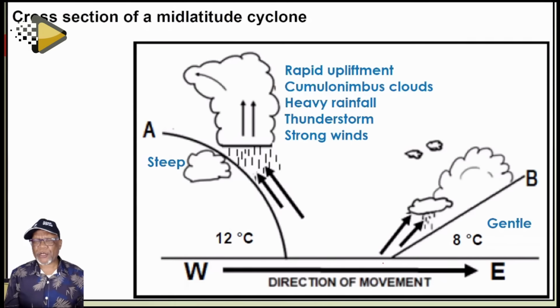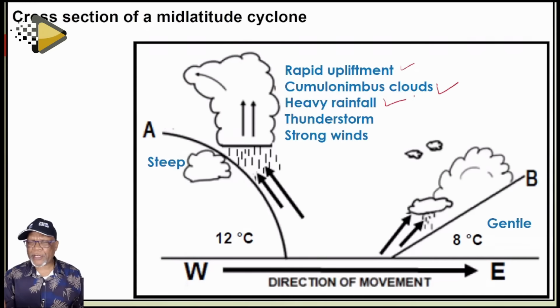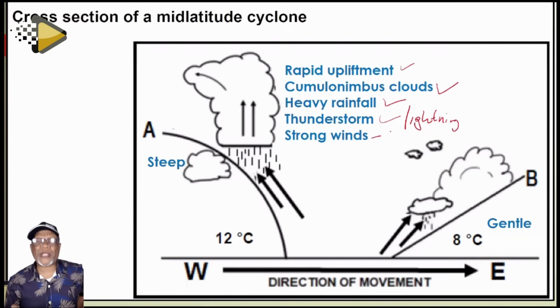And then because of the steeper gradient, there's going to be a rapid upliftment of air. And because of rapid upliftment of air, we're going to get cumulonimbus clouds, heavy rainfall, and thunderstorms plus lightning. So this is what you will get. And then also, as characteristics, you'll get strong winds.